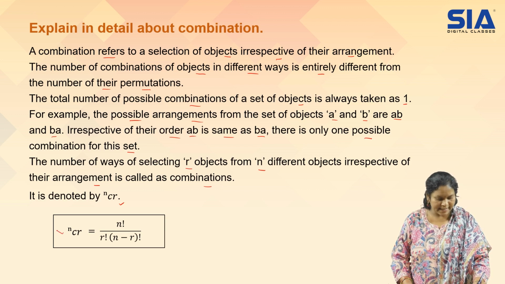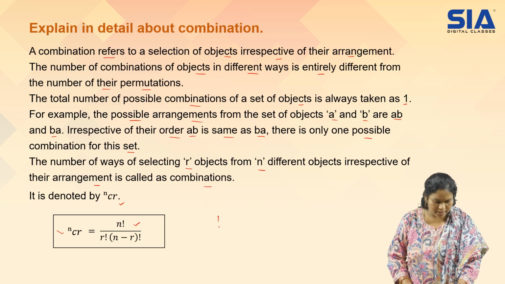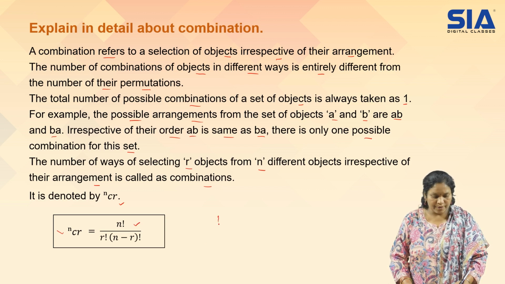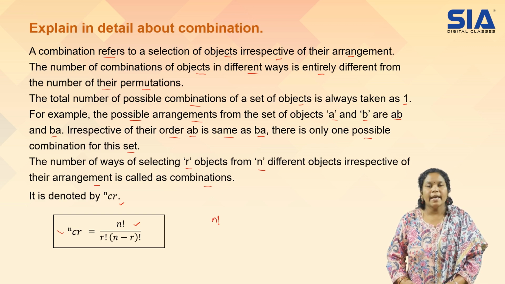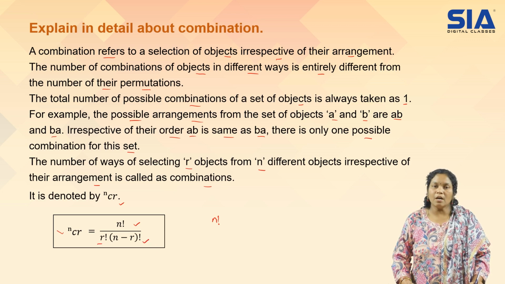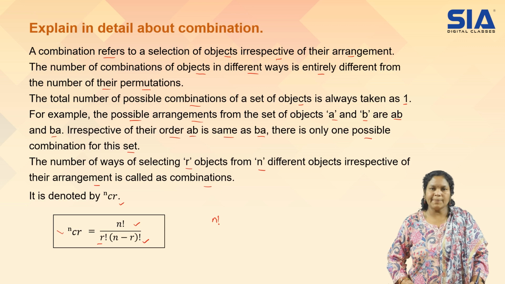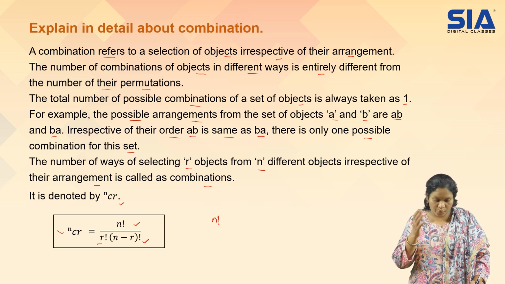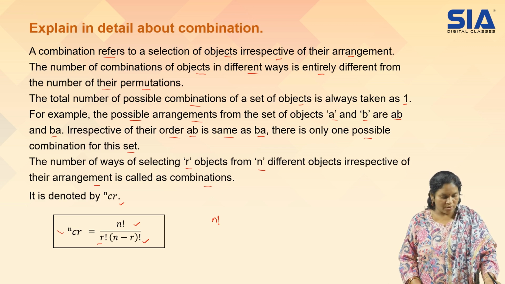We have to read this as nCr. nCr is equal to n factorial. The exclamation mark, as we call it in English, we call as factorial. So nCr is equal to n factorial divided by r factorial into (n minus r) factorial. So this is the formula for combination. Whenever we want to arrange some of the values or variables or objects in a different combination, we consider this combination formula, that is the nCr formula. So this is your formula.